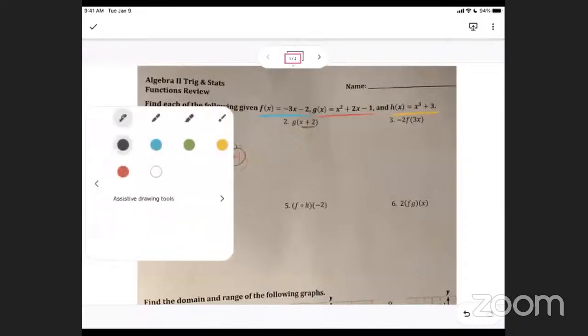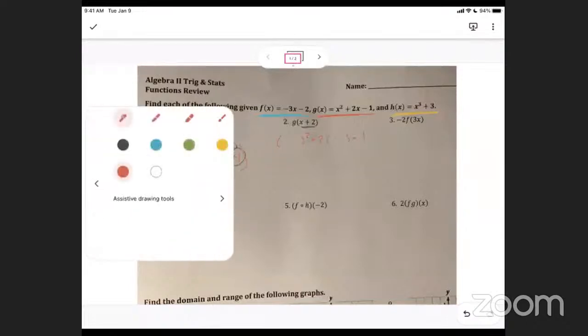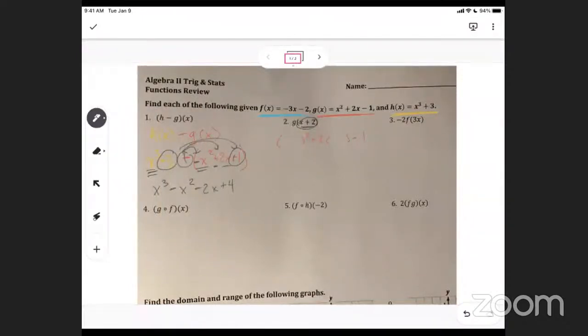For this one, as I write my g of x out, I'm not going to actually write out the x's. I'm going to just leave a big space so I can plug in what they want me to plug in, which is x plus 2. You understand how I did that? And then just simplify.